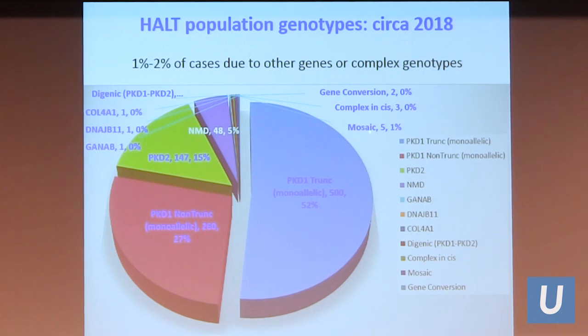But we can see that mosaicism, complex alleles where we have more than one allele making up the disease-causing allele, digenic disease, as I showed you, and these other disease genes that I showed you, make up a small amount of this cohort. So even in a cohort selected to be typical ADPKD patients for a clinical study, 1 to 2% of them have rather complex phenotypes or genotypes.